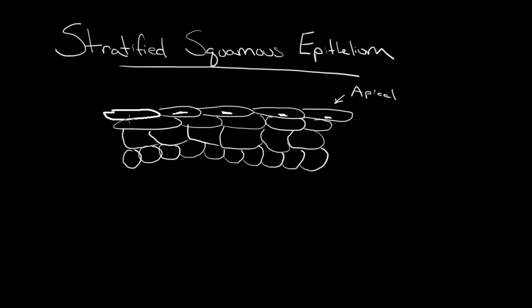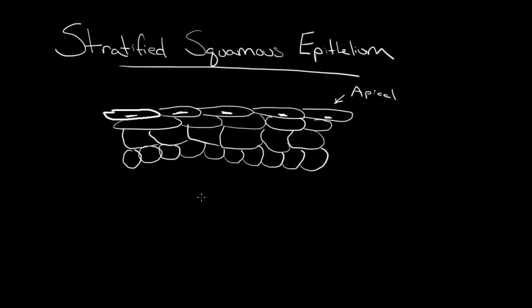Whenever we look at a stratified variety of epithelium, we always describe the cell shape by the cells that are sitting on the apical or free surface of the tissue type. So even though you see some cells that are clearly not squamous down here at the basal surface, the cells that are at the apical surface are the cells that matter in terms of naming convention.